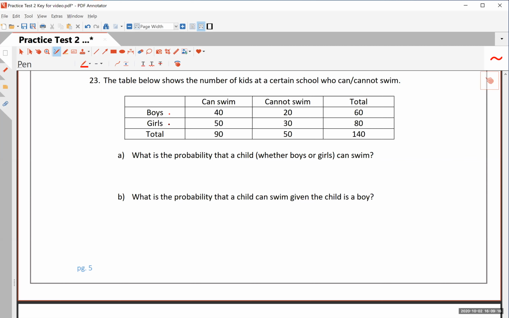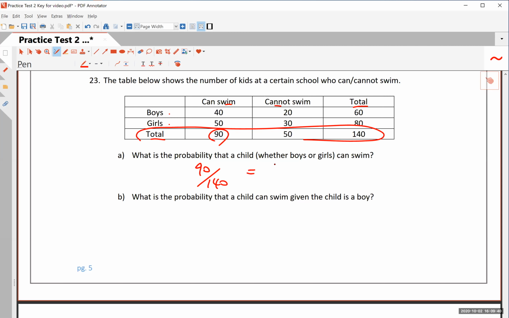The table below shows the number of kids at a certain school who can and cannot swim, okay? So you have boys and girls, can swim and cannot swim, the total, right? What is the probability that a child, whether boy or girl, can swim? So we're thinking about total, right? So this is what you should be looking at for part A. Out of the 140, how many of them can swim? What is the probability that a child can swim? And can swim is 90, right?